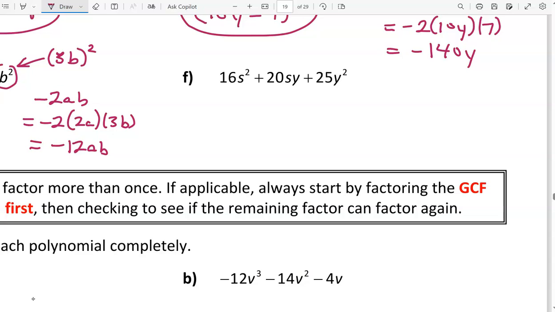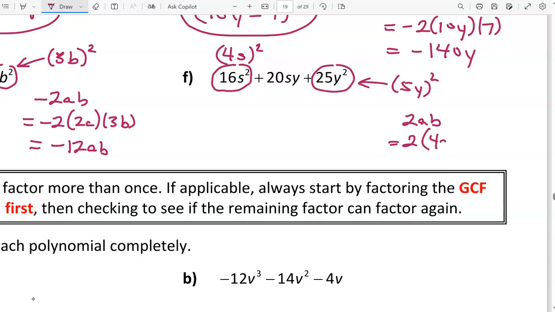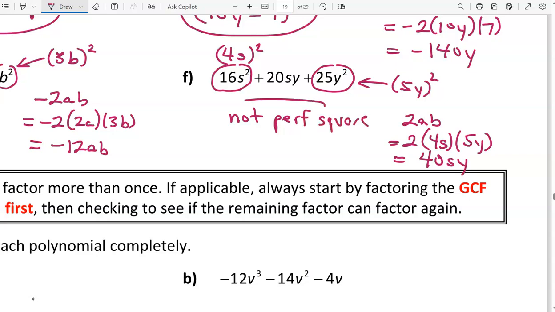And last, F. Our first term is a perfect square. It's the square of 4s. The last term is also a perfect square. It is the square of 5y. If this is indeed a perfect square trinomial, then the middle term is 2 times a times b, so 2 times 4s times 5y, which is 8 times 5, 40sy, and so our middle term is not the right size, and so this is not a perfect square. In order to be a perfect square, it would have to have a middle term of positive or negative 40sy.